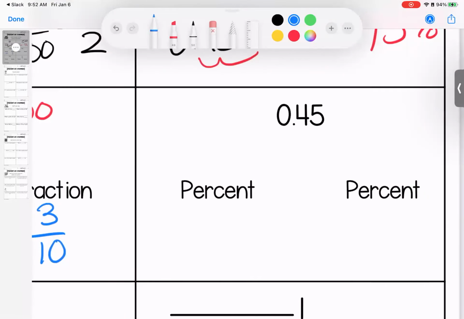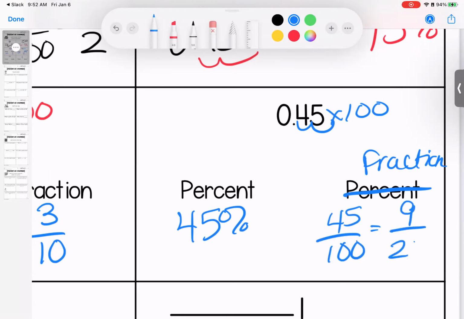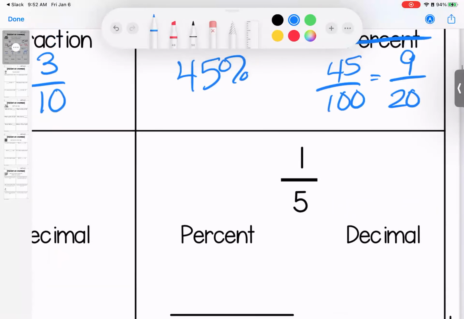All right, 45 hundredths as a percent, times it by 100. Move it twice. 45%. This should say fraction. I will fix that by the time this gets into your hand. As a fraction, 45% or 45 over 100. You can simplify that to 9 over 20. Okay, any questions? Bring them to class.